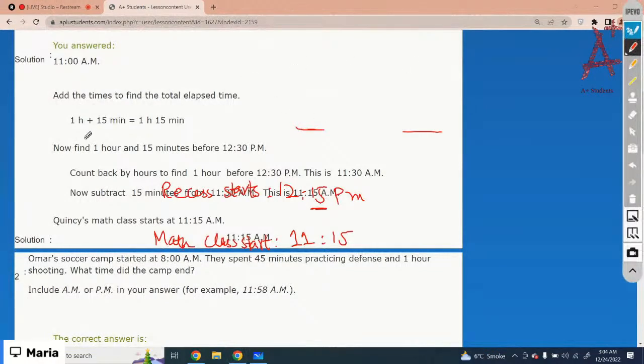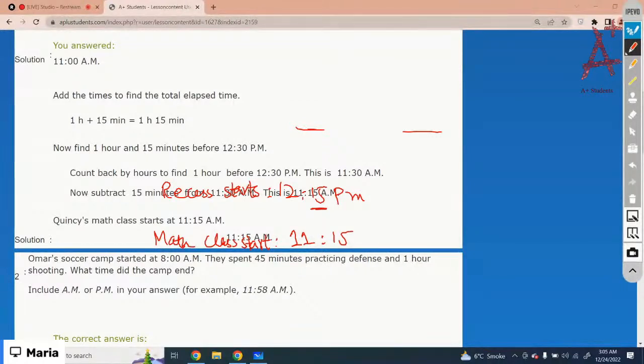Okay. Add the times to find the total elapsed time. So that means 1 hour plus 15 minutes. 1 hour for math class and 15 minutes for recess. Got it? That means you have the total time, that is 1 hour 15 minutes. You have to count back. So I did this step by step. You can go back to complete 1 hour 15 minutes, or you can go back 15 minutes first and then go back 1 hour. Got it? The answer is the same.